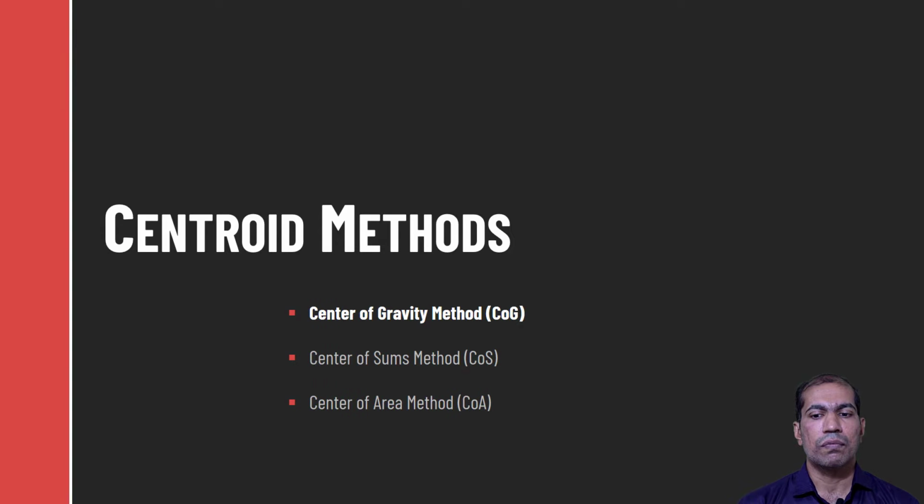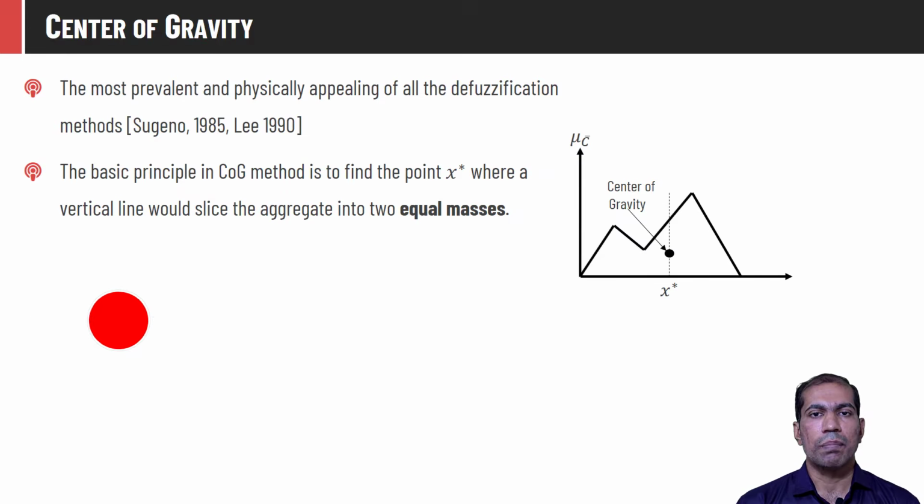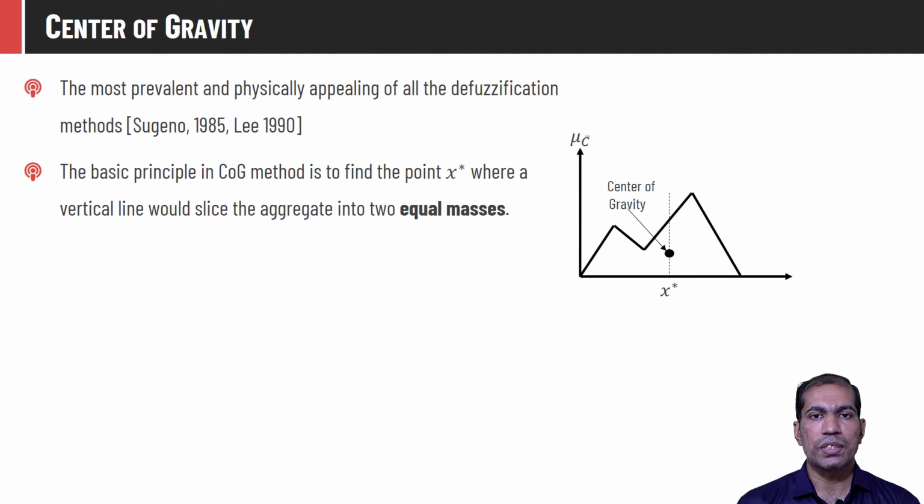Let us start with the center of gravity method. According to Sugeno, this method is the most prevalent and physically appealing method among all the defuzzification methods. The basic principle of the center of gravity method is to find a point in the union of output fuzzy sets such that when you draw a vertical line, it divides that union into two equal masses.